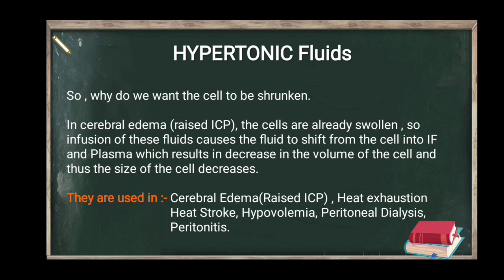So why do we want the cell size to be decreased, or why do we want the cells to be shrunken? In cerebral edema or raised intracranial pressure, the cells are already swollen. So infusion of these fluids causes the fluid to shift from the cell into the interstitial fluid and then into the plasma, which results in decrease in the volume of the cell, and thus the size of the cell decreases and the cerebral edema is decreased. So they are used in cerebral edema or raised intracranial pressure, heat exhaustion, heat stroke, hypovolemia, peritoneal dialysis and peritonitis.